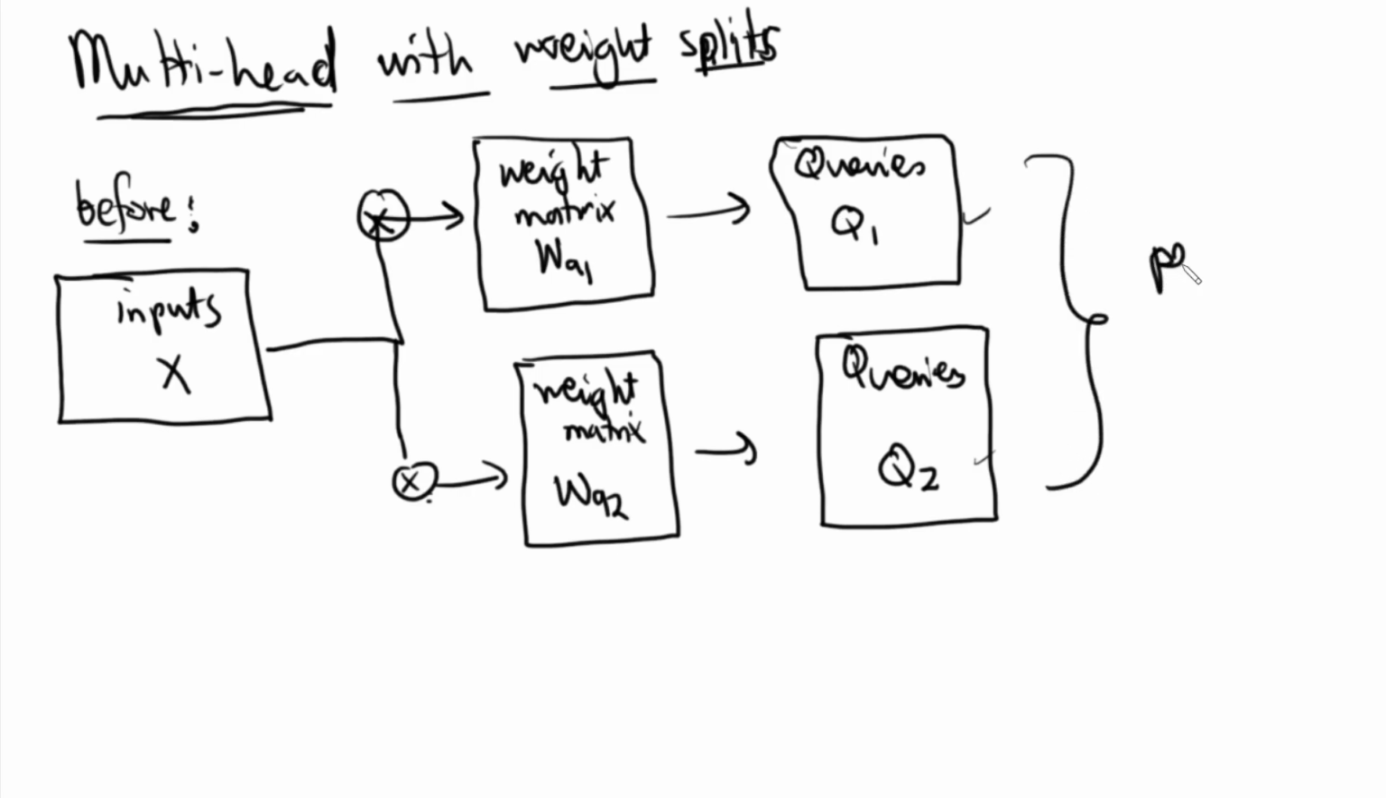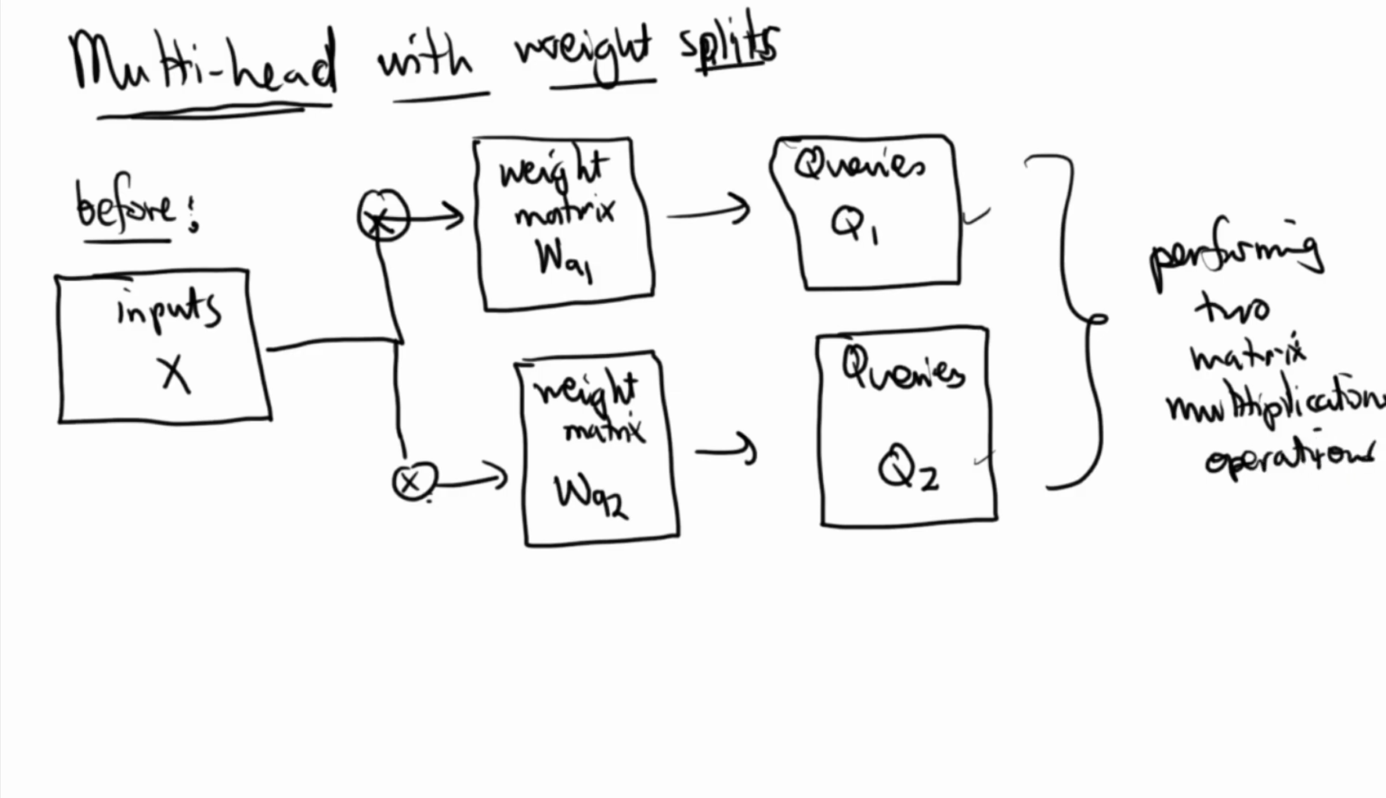Here we are performing two matrix multiplication operations, as you can see. And those are just for the number of heads equal to 2. And these are just for queries. We also have to do the same for keys. We have to do the same for values. So which means if we have 2 heads, we are doing 6 matrix multiplications to do this. That's what we were doing before.